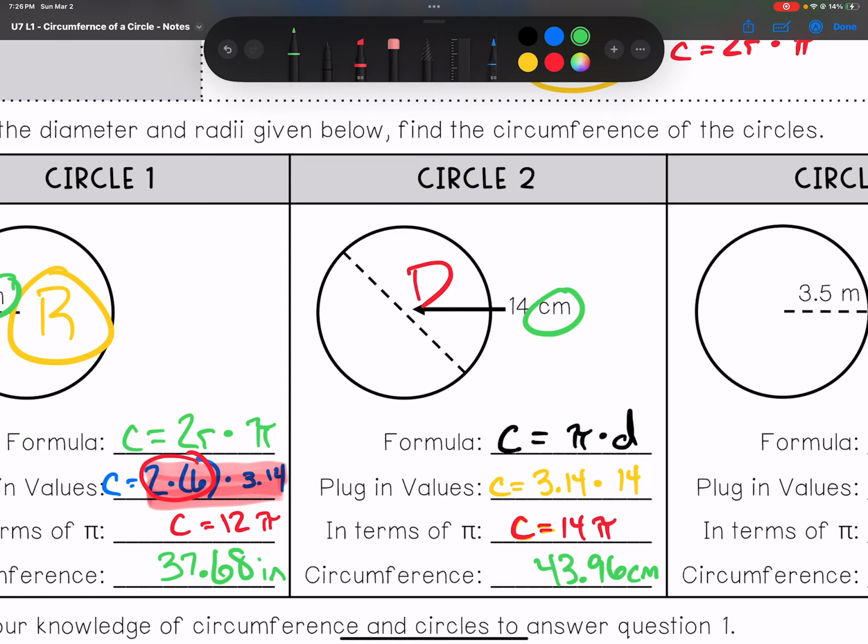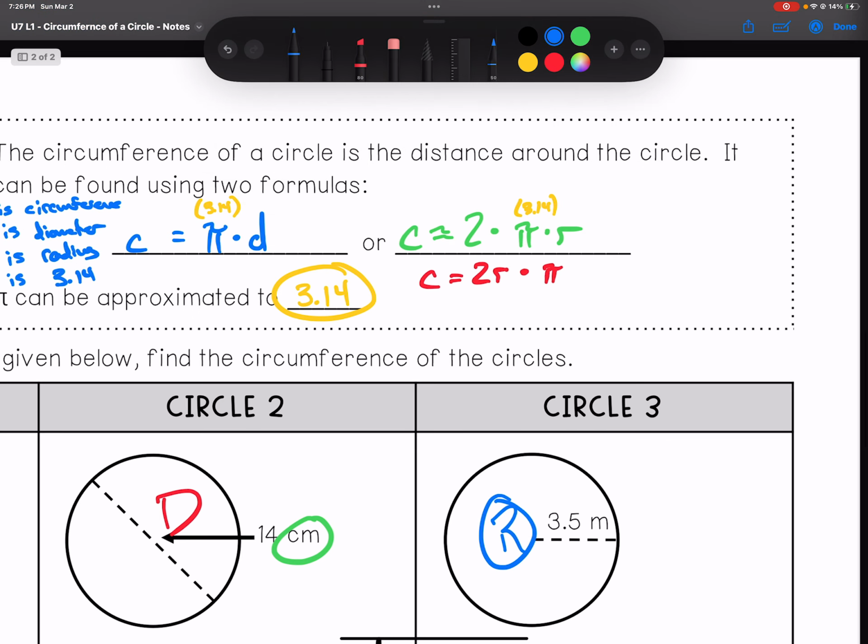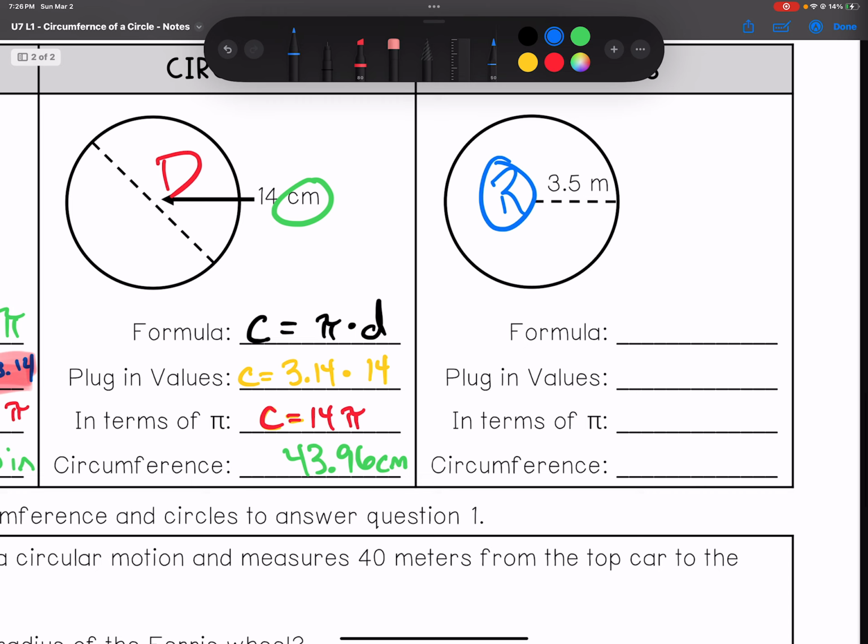All right, circle number 3. Again, they give us the radius because they give us half. So the formula we're going to use is the radius formula up there. C equals 2 times the radius times pi. And then we're just going to plug in those values like we did earlier. C equals 2 times the radius, which is 3.5, times pi, which is 3.14.